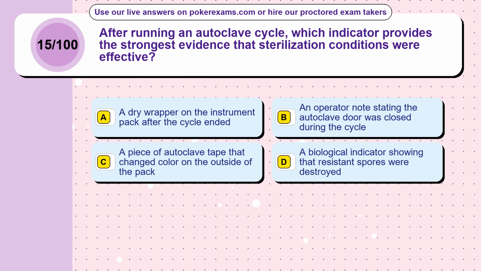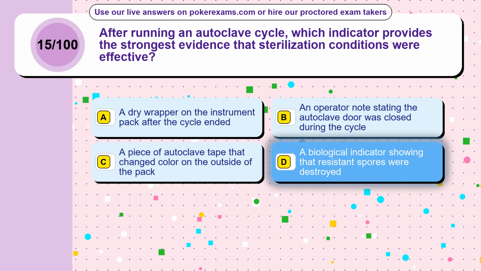Question 15. After running an autoclave cycle, which indicator provides the strongest evidence that sterilization conditions were effective? Option A, a dry wrapper on the instrument pack after the cycle ended. Option B, an operator note stating the autoclave door was closed during the cycle. Option C, a piece of autoclave tape that changed color on the outside of the pack. Option D, a biological indicator showing that resistant spores were destroyed.